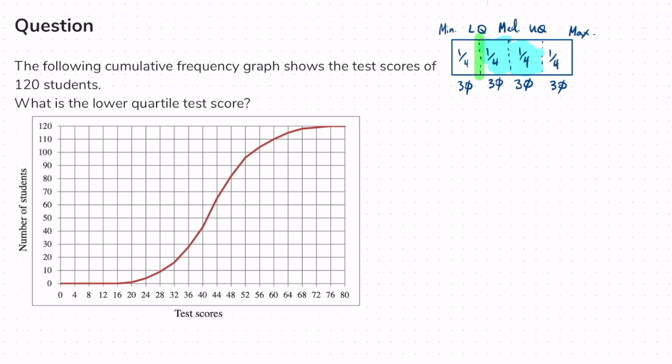So there should only be 30 students below it. Well, what do I do? I head over to 30. I zoom on out. And what's the lower test score? I come down. The lower quartile for this data is equal to 36.